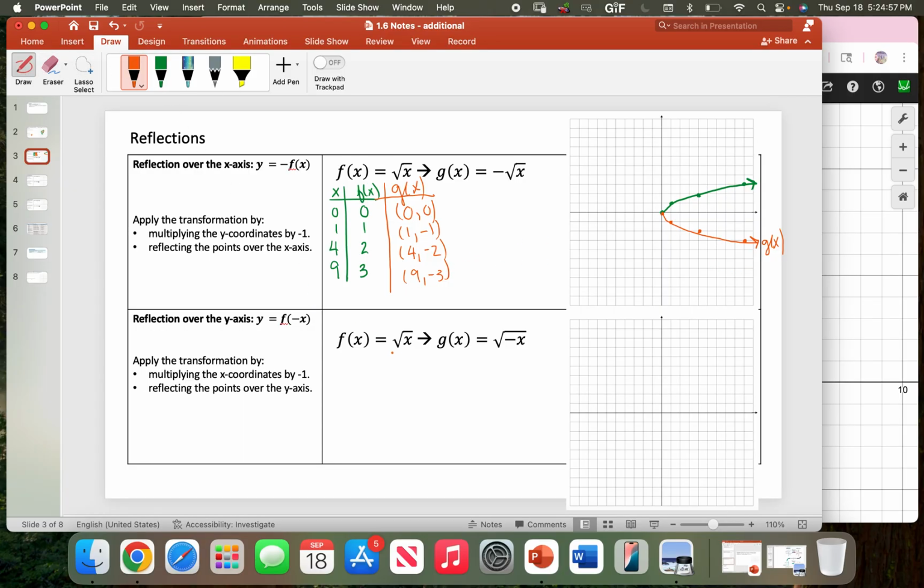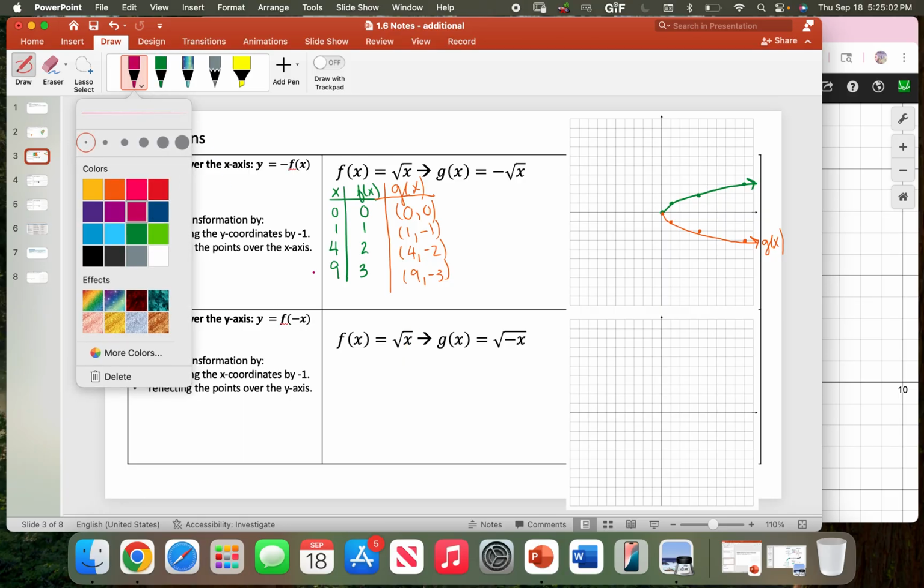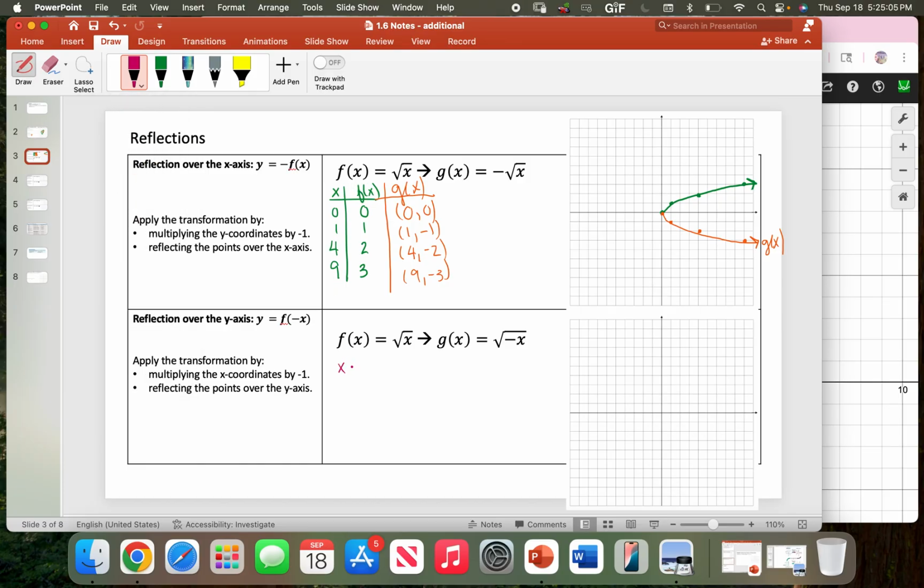I'm going to use the same parent function, the square root function, for reflection over the y-axis now. I'll do it in a different color here. So we'll have the same f of x values.